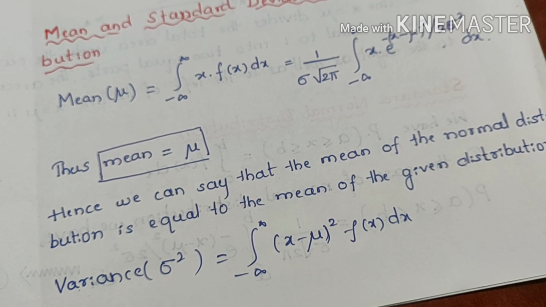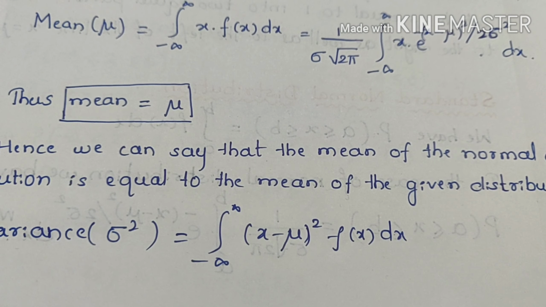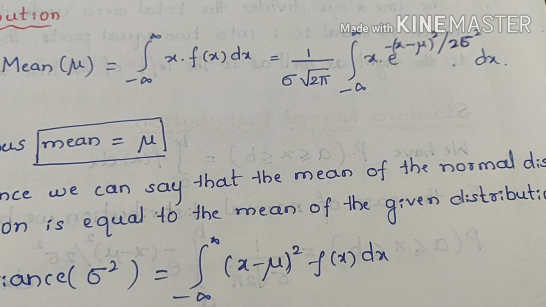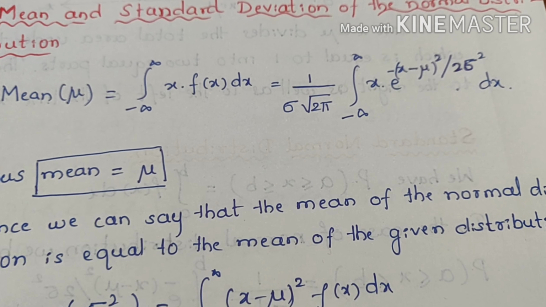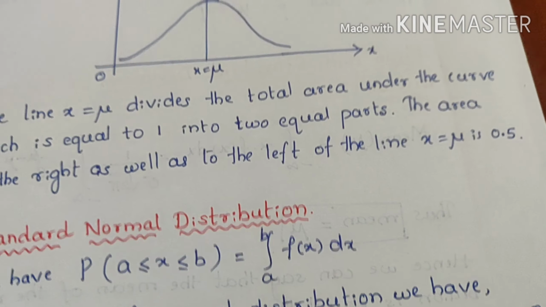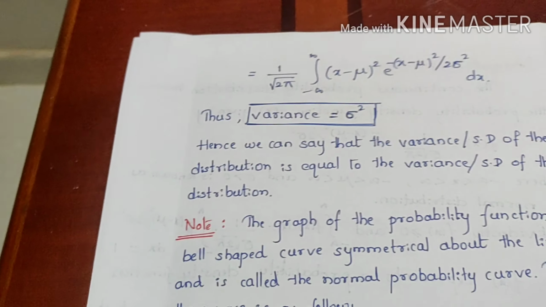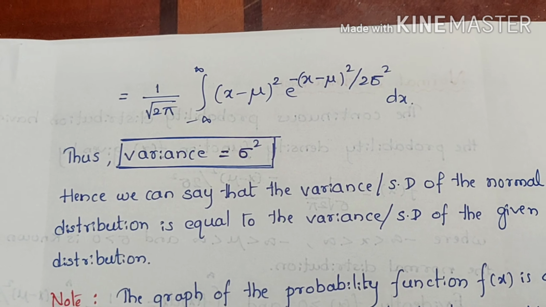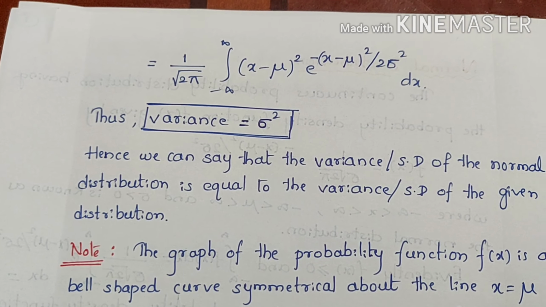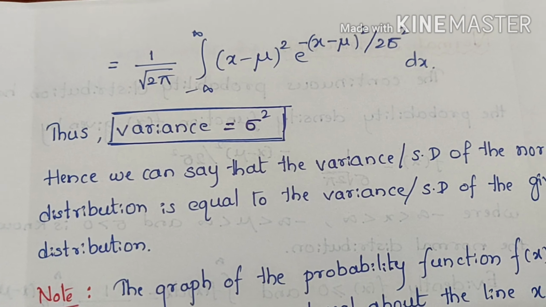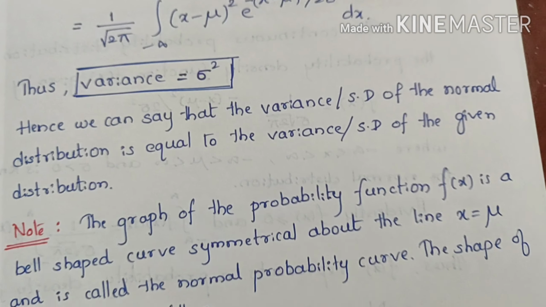In the same way, we find the variance as the integral from minus infinity to plus infinity of (x minus mu) whole square times f(x) dx. After substituting the function and simplifying, we get the variance as sigma square. Again, for the normal distribution, the variance and standard deviation are both equal to those of the given distribution.